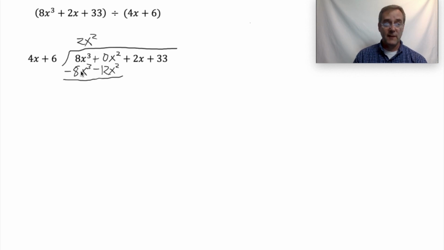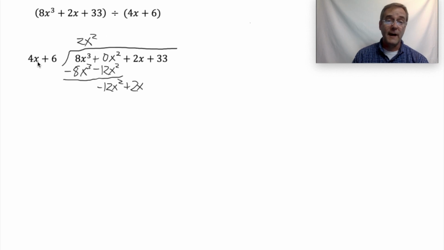The 8x cubed is taken away by an 8x cubed. Nothing there. The 0x squared has a 12x squared being removed from it, and therefore we're going to wind up with negative 12x squared. Now we ignored the 2x and the 33 earlier because we knew we wouldn't need them yet. We are going to need the 2x in the next term, so I'm going to go ahead and bring it down so it's ready for me. I could also bring down the 33, but I'm not going to need it yet. So negative 12x squared plus 2x and the 33 we're ignoring for the moment are what remains from the dividend that wants to be divided by the divisor.